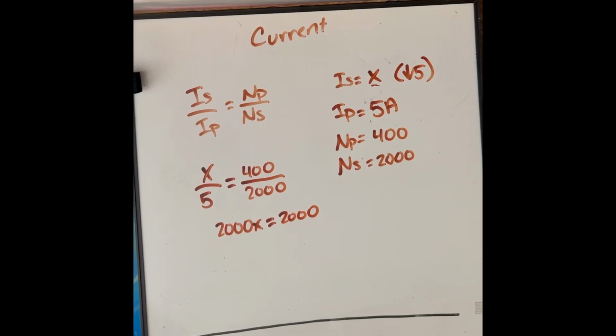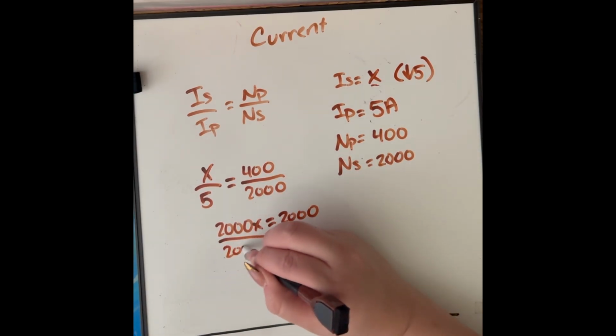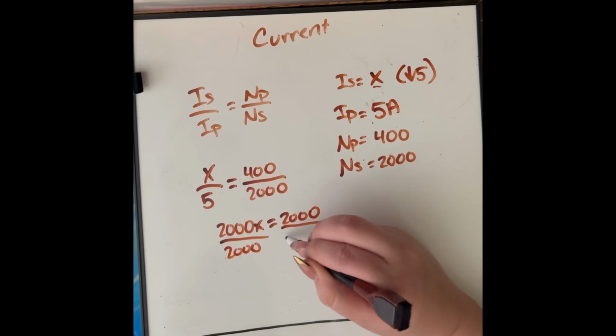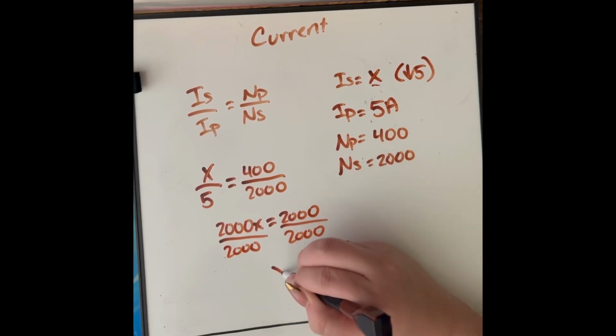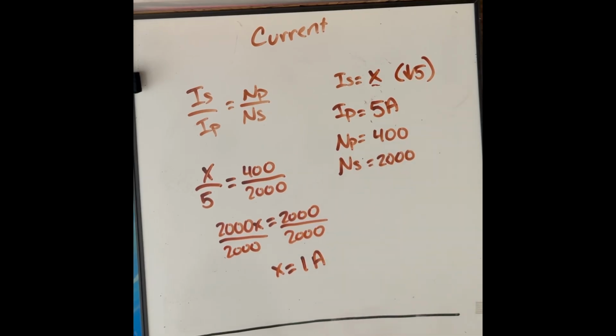5 times 400, yeah. Yep, 2,000. And then we're going to get 2,000 divided by 2,000, and that's okay. Our new current is 1 amp, which is fine because that number is less than 5. So my current would have gone down. My voltage would have gone up with this combination. So if we were solving just for current, that's how we would do it.